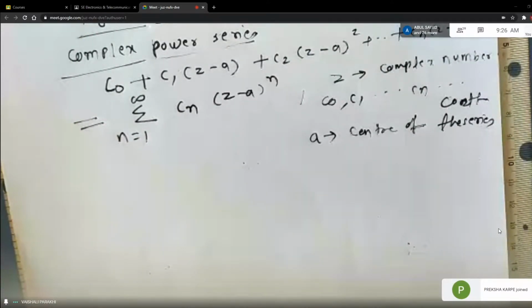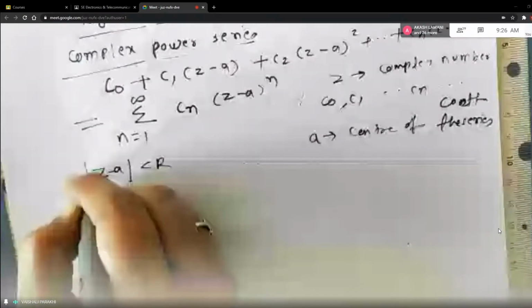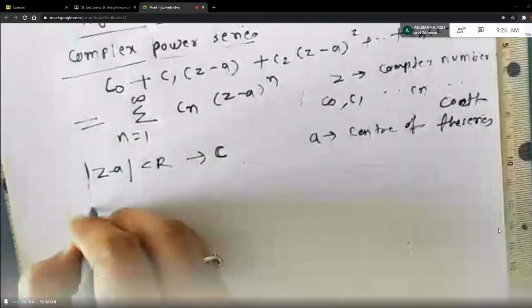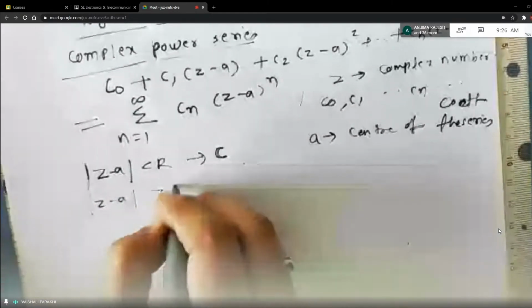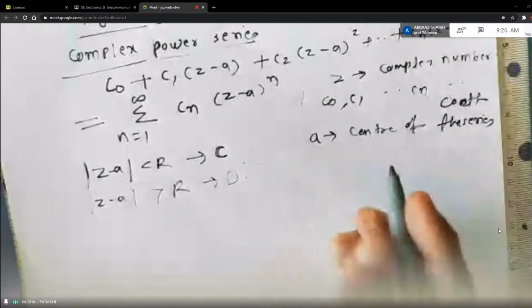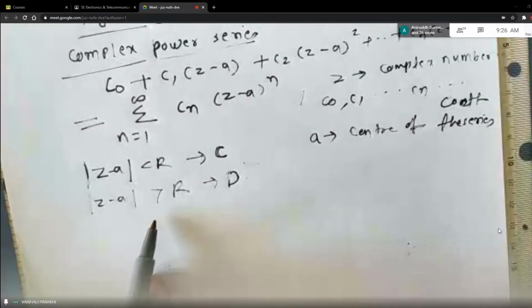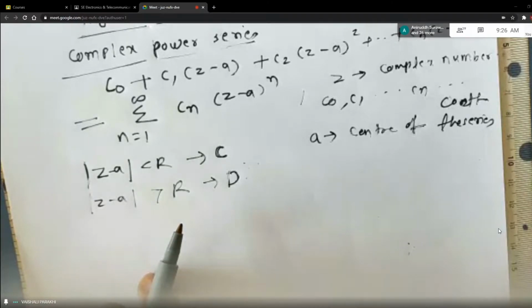Now when mod of Z minus A is less than R, here the series is convergent. And when mod of Z minus A is greater than R, the series will be divergent. And the series may or may not be convergent when mod of Z minus A is equal to R.